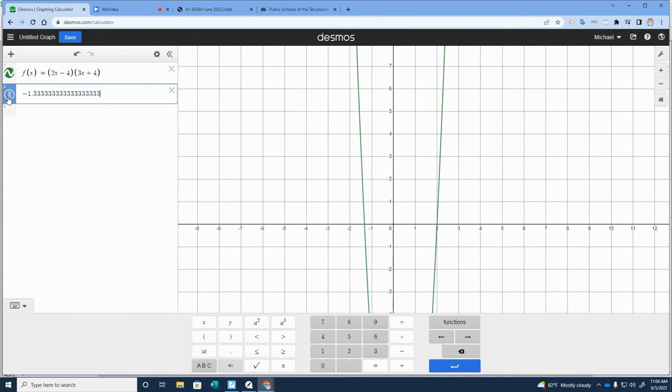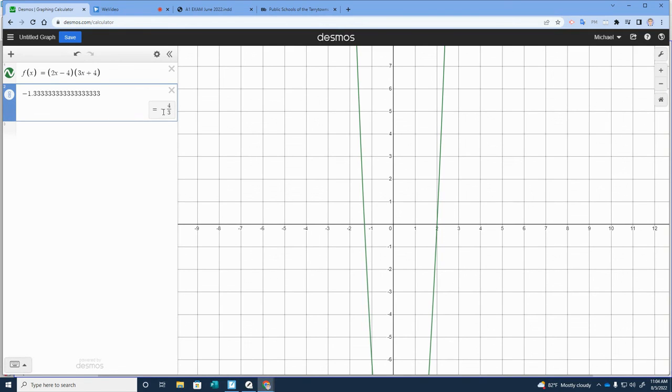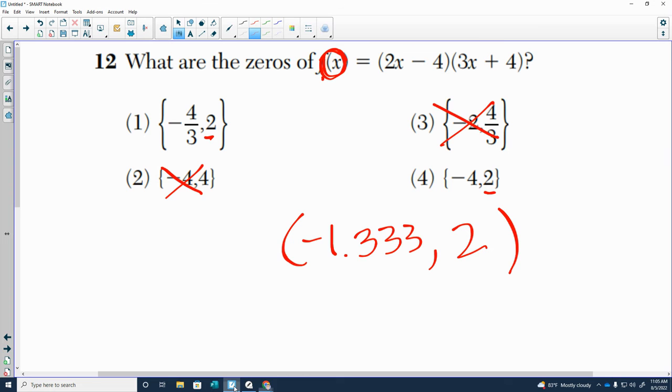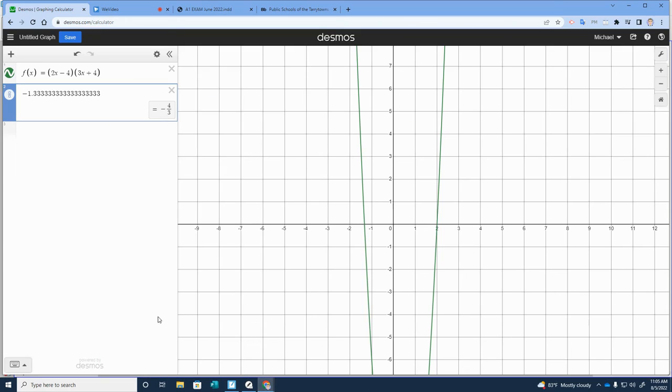And I could see right in the 2 box, a little fraction appeared. That means convert this decimal into a fraction. So I'm going to click on that, and sure enough, negative 4 over 3 appears. Negative 4 over 3 is the equivalent fraction to negative 1 point repeating 3. So now I'm going to go back and see, oh, yep, that's an answer right there. Very simple way to find the zeros using the DESMOS calculator.